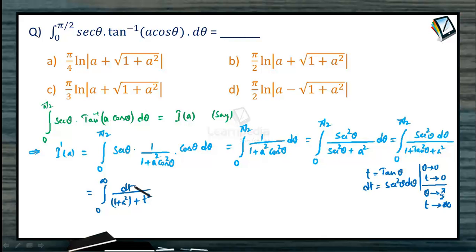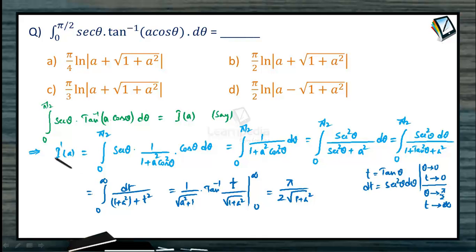Now this is in the form dt by k square plus t square. Can we integrate this? Yes, this is 1 by root of a square plus 1 times tan inverse of t by root of 1 plus a square, and the integral is evaluated between 0 to infinity. Now as the upper limit this is pi by 2 and the lower limit this is 0. So how much is this value? This is pi by 2 times root of 1 plus a square.